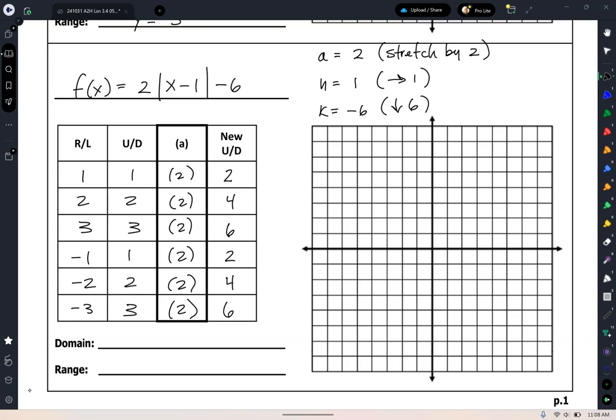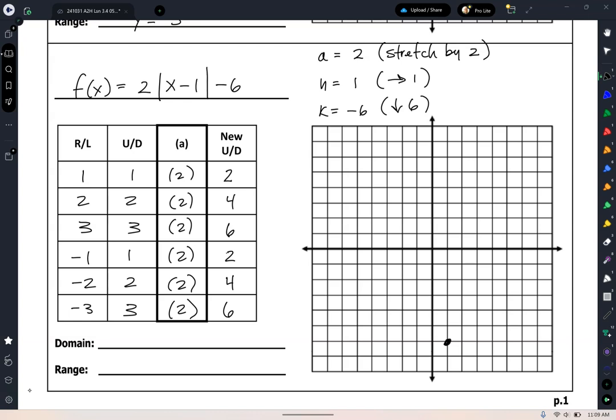Okay. All right. So let's get our H and K set first. So put your vertex where your H and K are going to take you, and then you can start graphing with your new parent pattern. But let's get the H and K vertex first. So move your vertex to your H and K. So you should go right 1 and down 1, 2, 3, 4, 5, 6. And your new vertex should be right here.